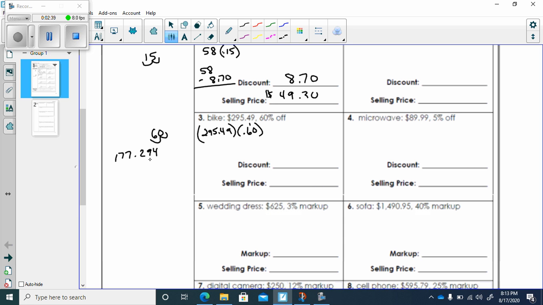It's going to actually give you 177.294. And we need this to two places, because when you're talking about money, it's two places. Look here, 4 or less, let it rest. 5 or more, raise the score. 177.29 is your discount. So I need to take my starting price, $295.49, and subtract from it 177.29. And I've got $118.20.